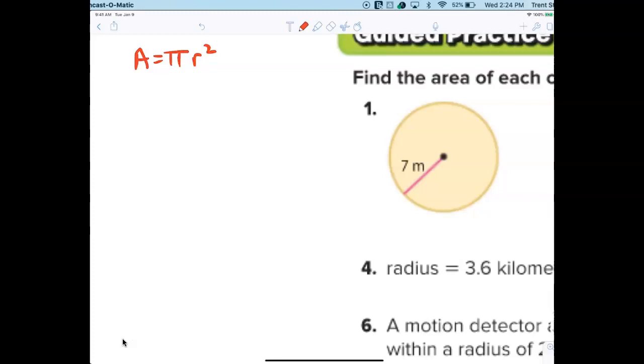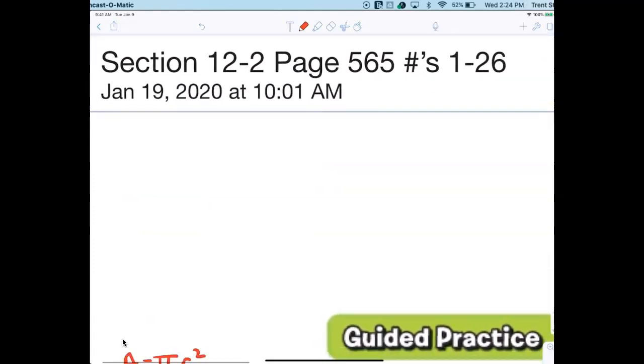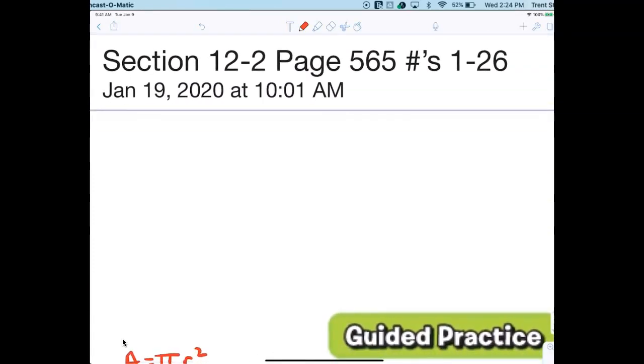Today it's the same routine. Every time you're going to write the formula, then put in the substitution, then you can use your calculator. I'm not accepting anything else. That's the way it's got to be done, because I'm trying to put the formula into your long-term memory. So A equals pi r squared at the top of the page. We're doing numbers 1 through 26. Every single day, you need a pencil, paper, and calculator.